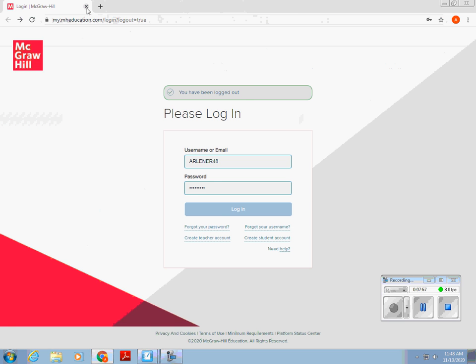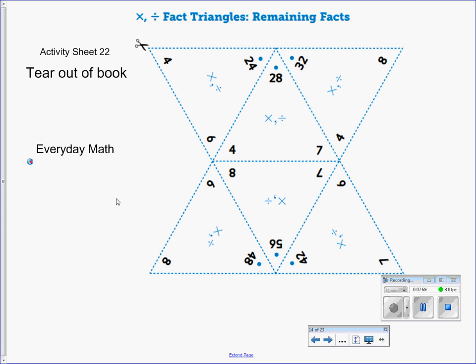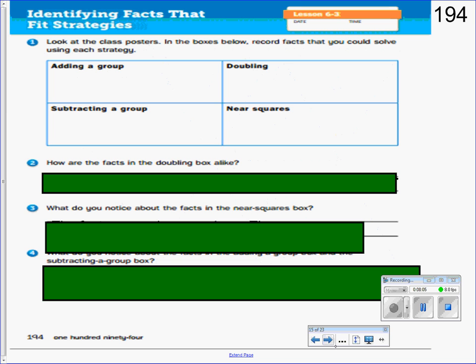So once again, go to our Everyday Math website to get to the fact triangles. All right, now turn to page 194. Boys and girls, if you want to take a few minutes, hit pause and see if you can complete this journal page. When you're ready, just hit continue, and I will go over this with you.